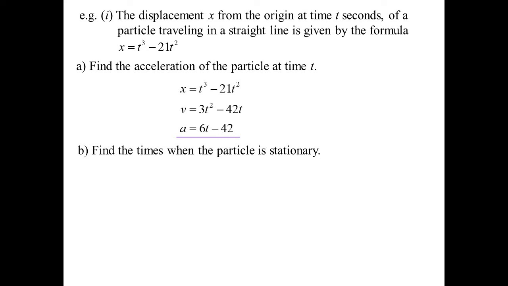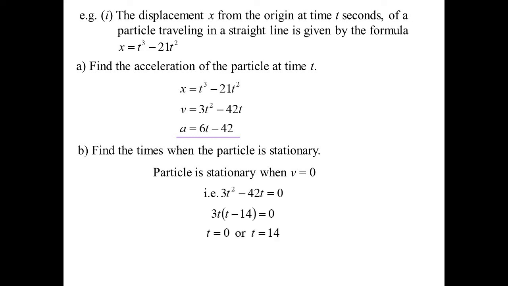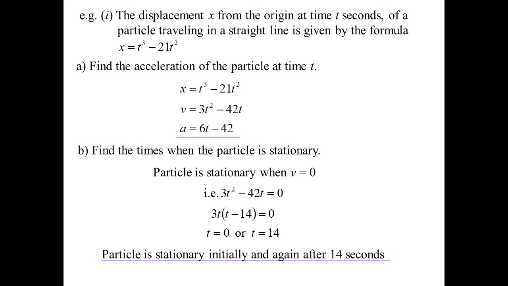Find when the particle is stationary. If it's stationary, I'm finding the stationary points of my displacement graph. That's when the derivative is equal to 0. Well, the derivative is velocity, so there's another way of thinking about it. When is it stationary? It's when there's no velocity. Velocity is 0. So solving that, we've got a quadratic there. So initially at t equals 0, and again after 14 seconds.